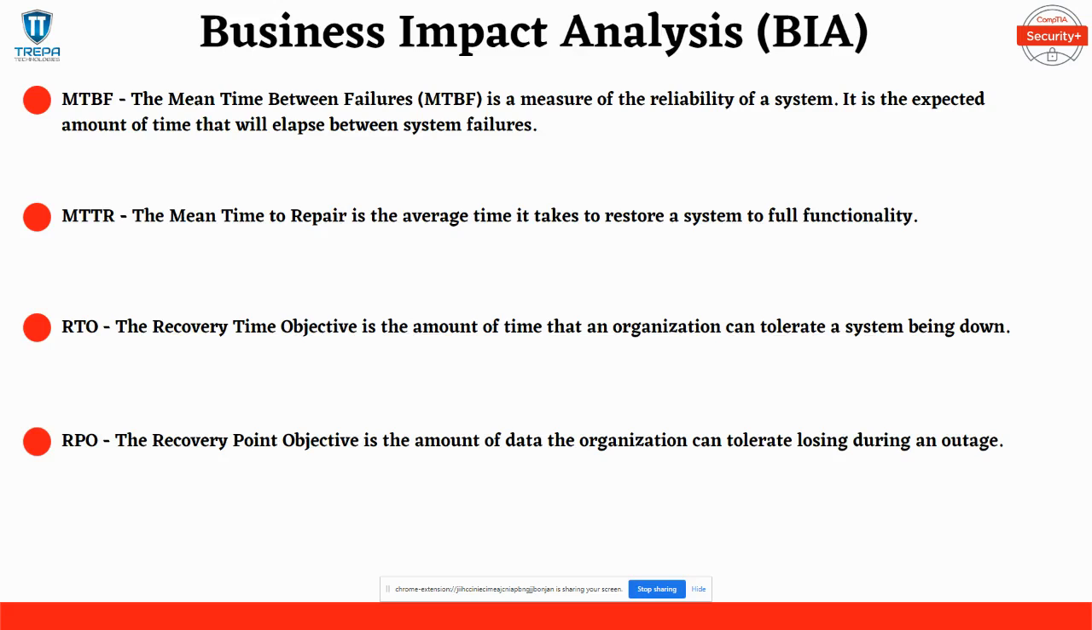MTTR, or the mean time to repair, is the average time it takes to restore a system to full functionality. The MTTR should be a low number. The RTO is the recovery time objective. This is the amount of time that an organization can tolerate a system being down. If a single system brings down your enterprise, the RTO is low. We want systems with a high RTO. Then the RPO is the recovery point objective, and it is the amount of data the organization can tolerate losing during an outage.